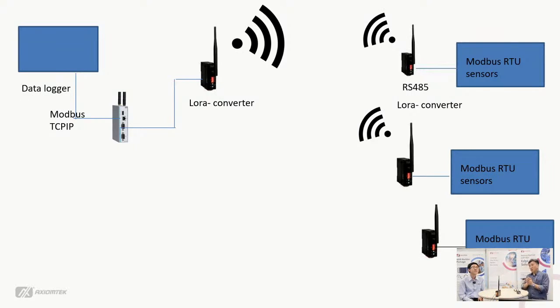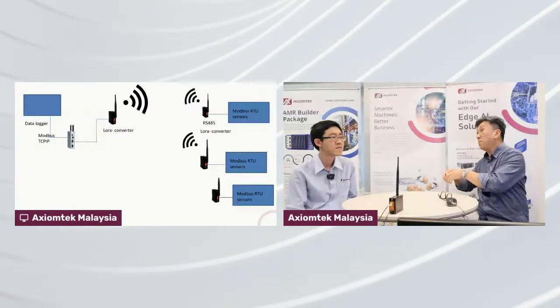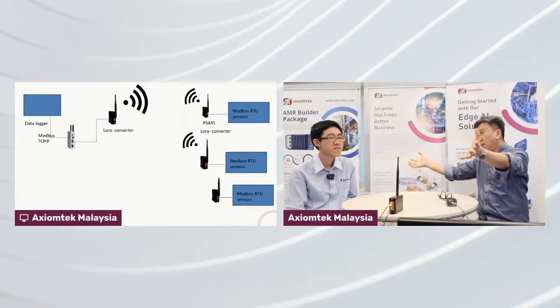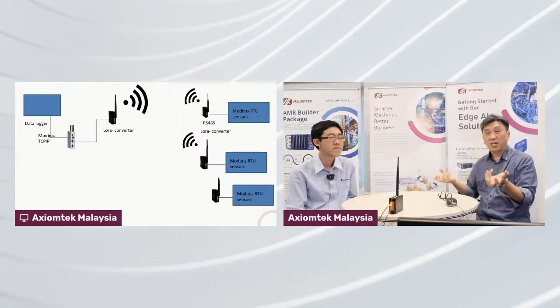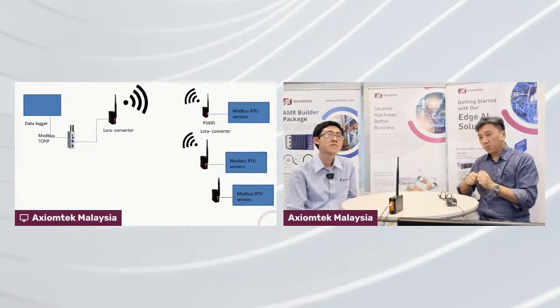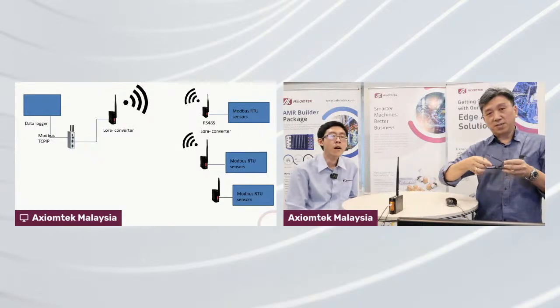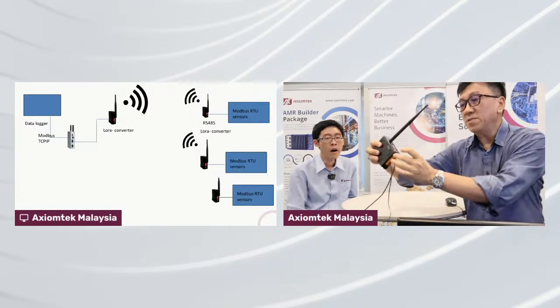Then you can also group them. If I have one LoRa transceiver host, I can be talking to 16 of them, but I can have another LoRa host talking to another group of 16. They can be configured in different groups. I don't know whether you can see from here, but this is one of the devices where you can configure a device ID.